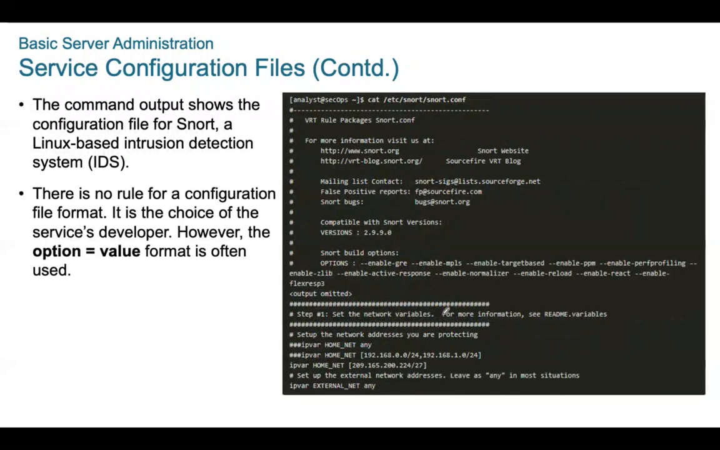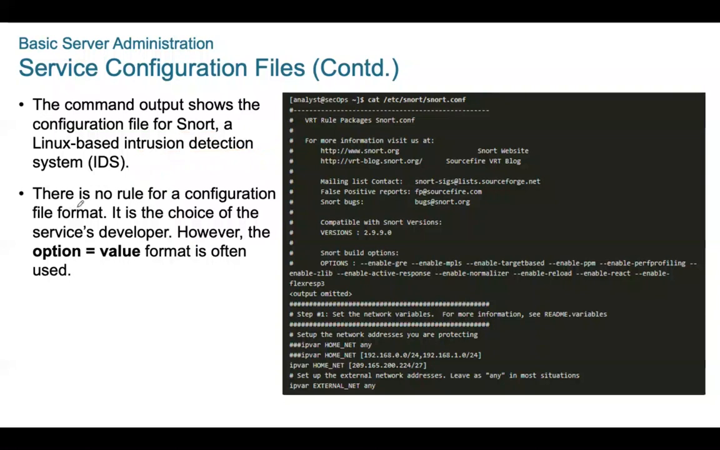Then for the intrusion detection system, where will you find it? In the /etc folder of your Security Onion operating system, if you go to the snort folder, in that folder you find the Snort configuration for the intrusion detection system. So Snort is an inbuilt tool of your Security Onion, right? The command output shows the configuration file of your Snort. Snort is a Linux based intrusion detection system. We will talk more about this intrusion detection system.